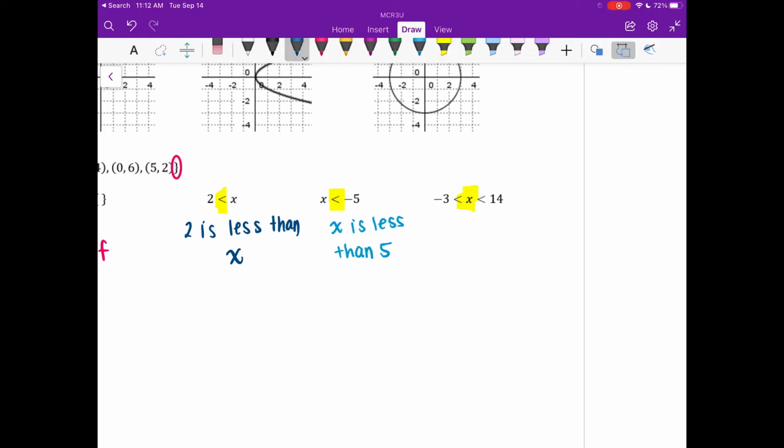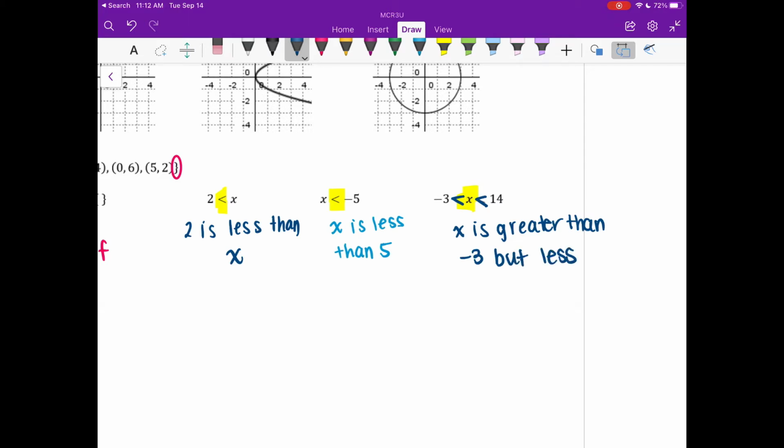Then we have negative 3 is less than x. That says that x is greater than negative 3, but it's less than 14. So you can either say negative 3 is less than x and x is less than 14. You can say x is greater than negative 3 but less than 14.